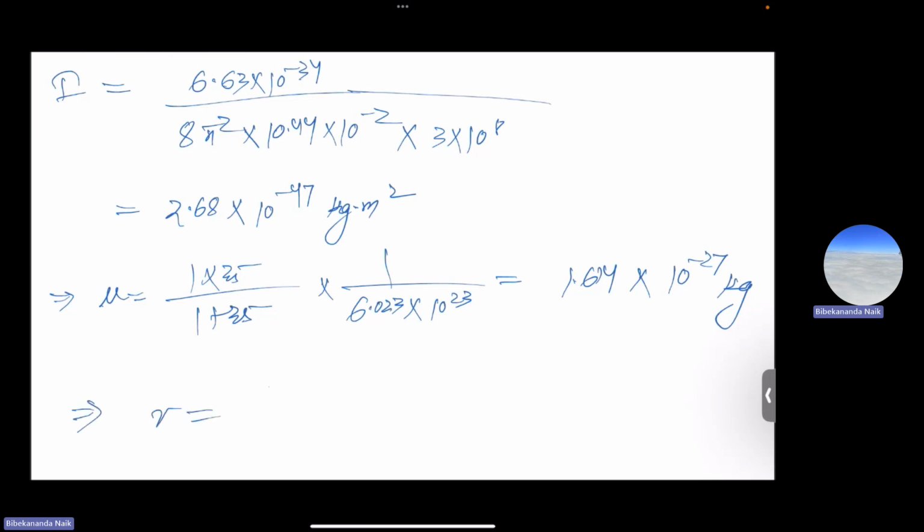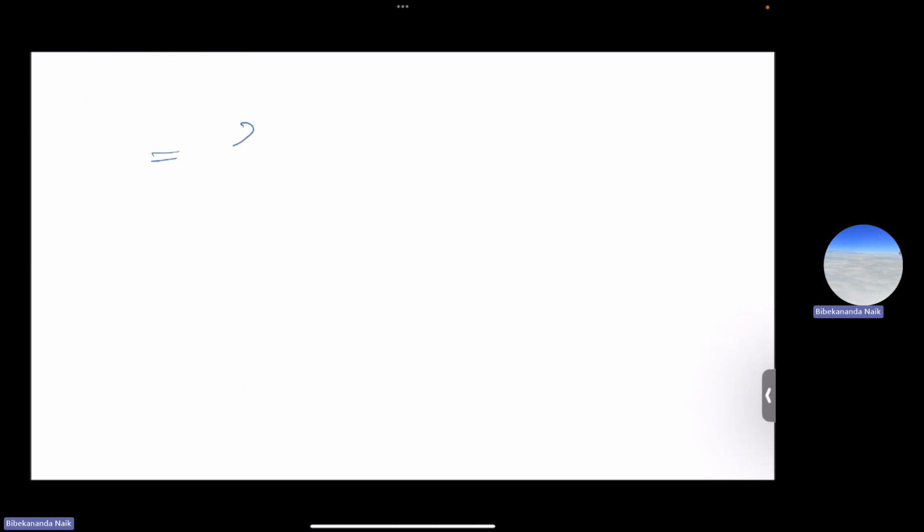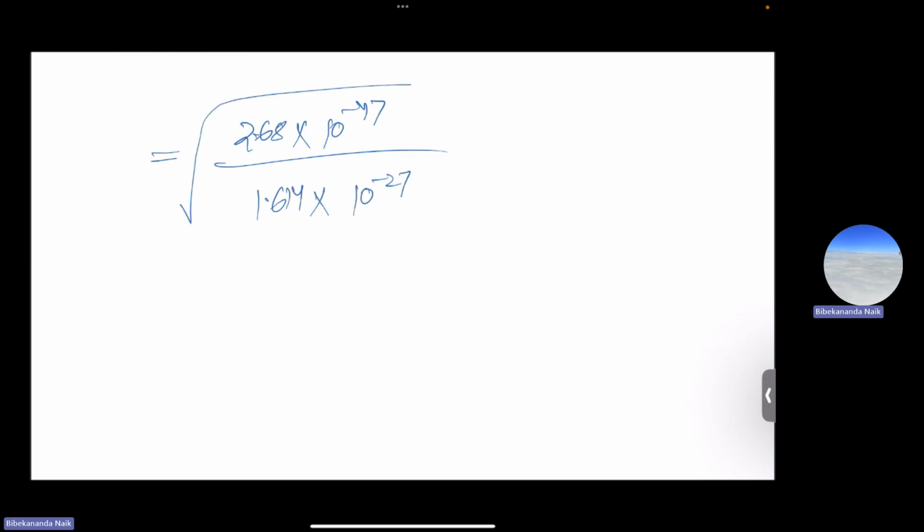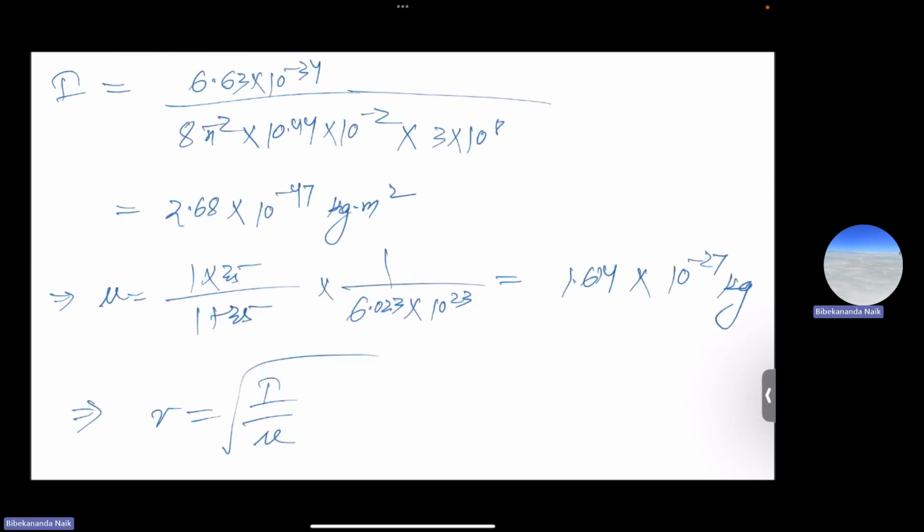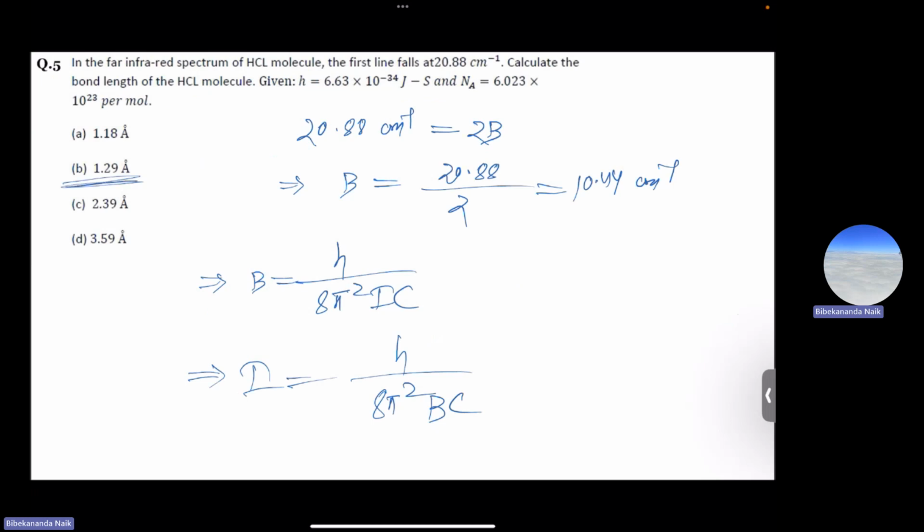The internuclear separation will be R equals square root of I by mu. So it will be I is 2.68 into 10 to the power minus 47 divided by 1.614 into 10 to the power minus 27, square root, which is 1.288 into 10 to the power minus 10 meter. So this is 1.29 Armstrong. So the correct option is option B, 1.29 Armstrong.